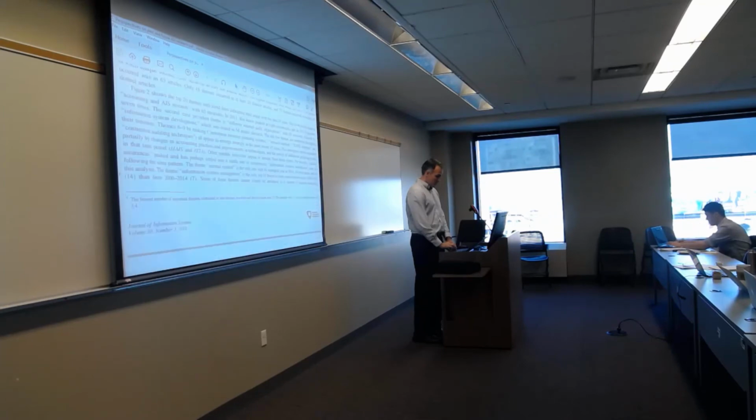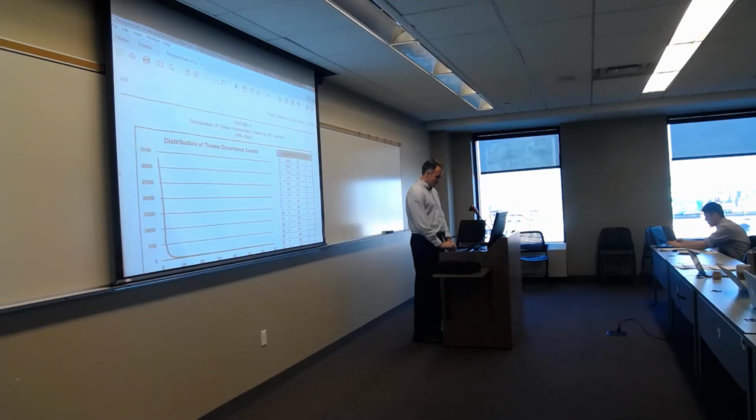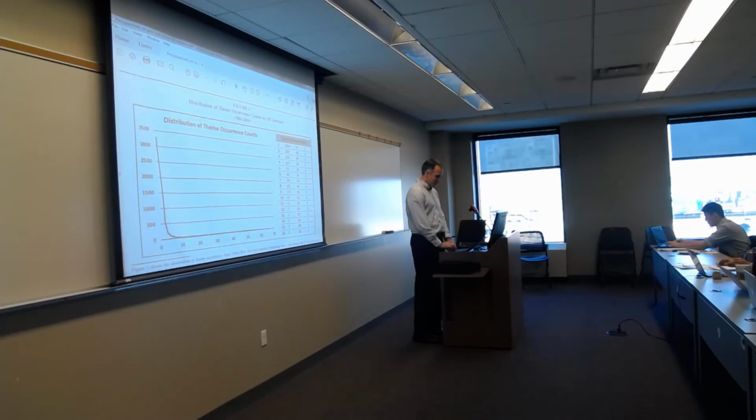But if you look at the results, here we go. 3,000 of them occurred once. 560 occurred twice. 231 occurred 3 times. So one of them occurred 63 times. One of them occurred 58 times. These are common topics in AIS research.